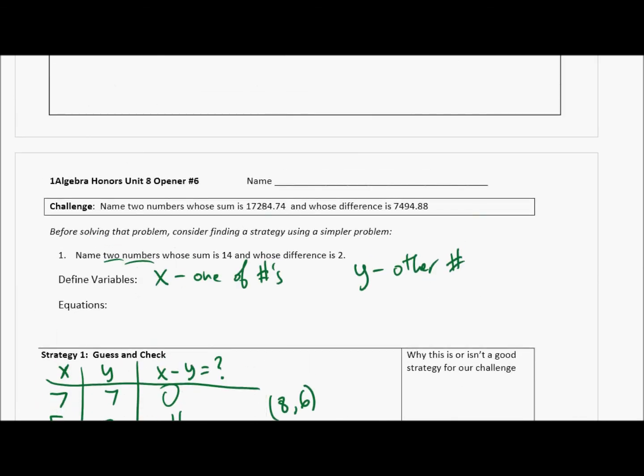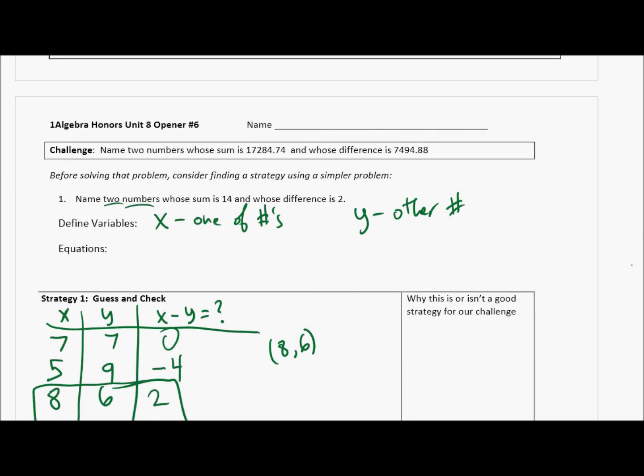Two numbers whose sum is this ridiculous number and whose difference is this ridiculous number. I will leave it to you to try to solve that challenge problem on your own for now. Good luck.